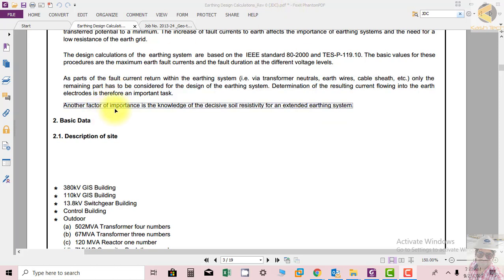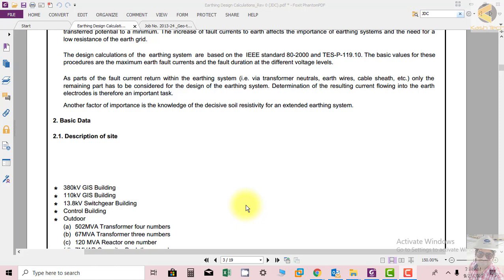Okay, so the next topic that we're discussing is the knowledge of decisive soil resistivity for extended earthing system. This is the third most important point on which the whole substation and earthing system is decided or designed. Based on earth resistivity, it will be decided what will be the thickness of the mesh conductors, and, because the conductors will be laid to form a matrix, what will be the area of the matrix, how big or small the matrix will be.